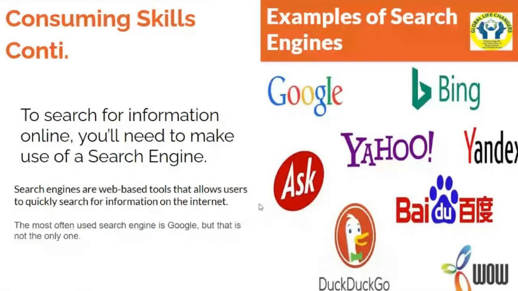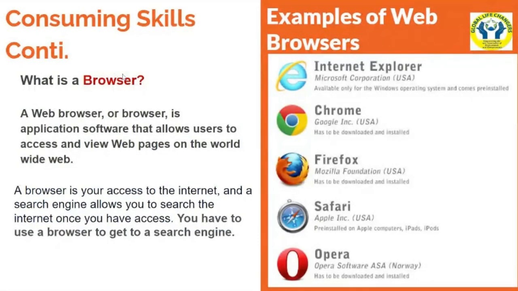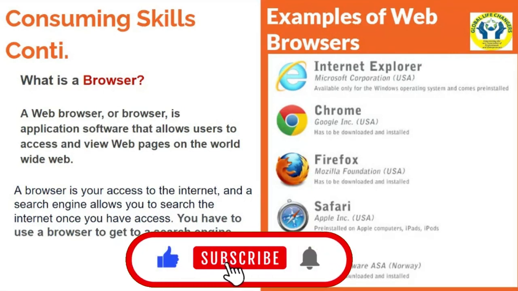Now, one may ask, if I need to use a search engine to search for information on the internet, what then is a browser and what is it used for? Because we always hear people saying, I'm browsing, I'm doing this. Even I can say, some of us also say that I'm browsing. So what does it mean? A browser or a web browser is an application software that allows users to access information and view web pages. To browse the internet, you need a computer or mobile device that is connected to the internet and that has a web browser.